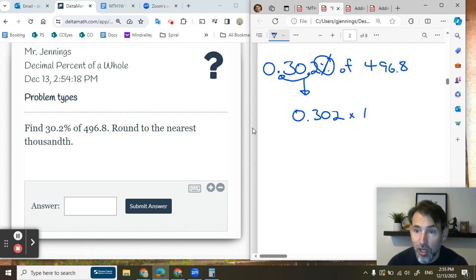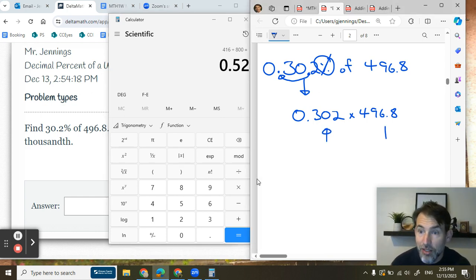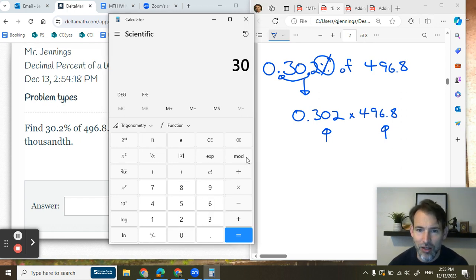And then we just use multiplication. We multiply by 496.8, which happens to be, I don't know, but I start with a guess. So let me show you how I would guess. This is pretty close to 30%. This is pretty close to 500. So I am predicting that we're going to have somewhere around 148. It's going to be very close to 150, but slightly lower, I believe.